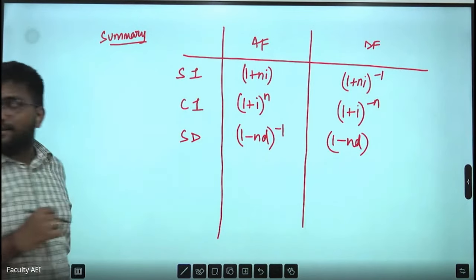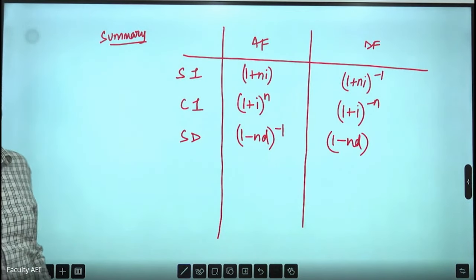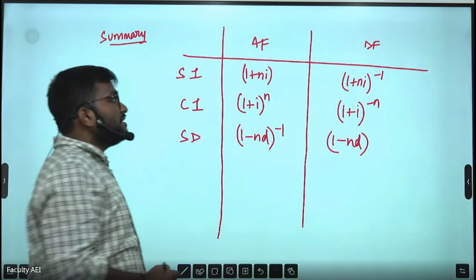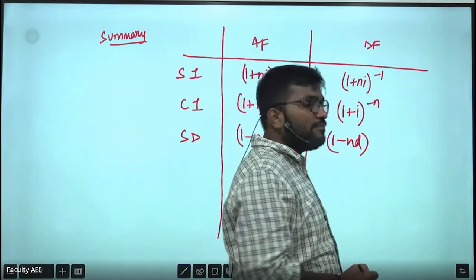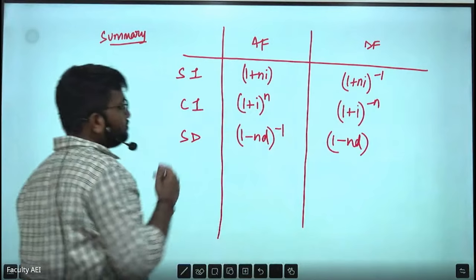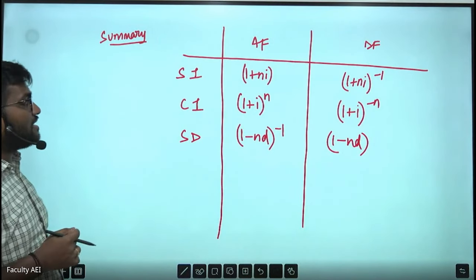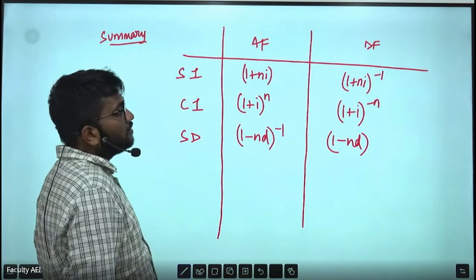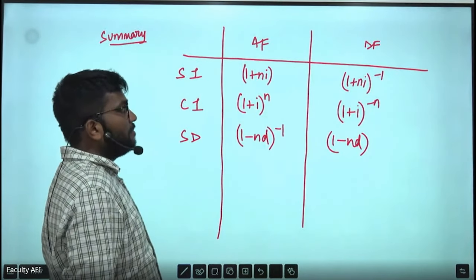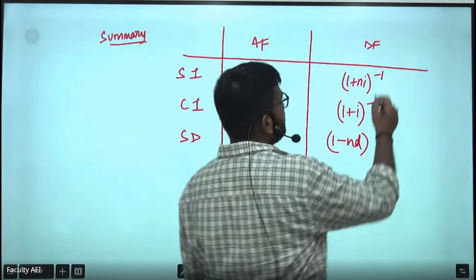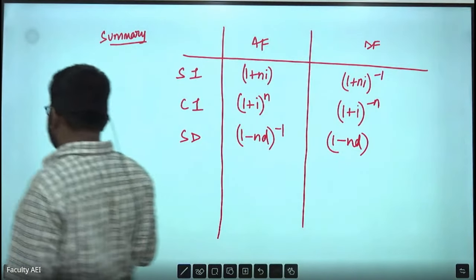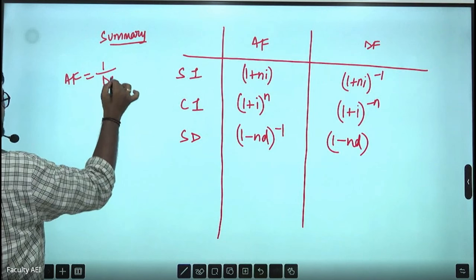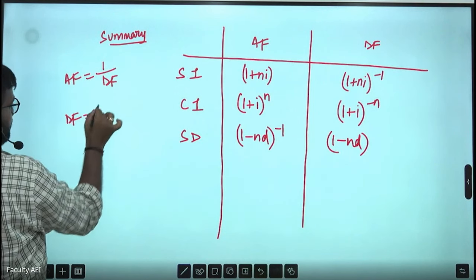So simple interest accumulation factor is 1 plus NI. Simple interest discounting factor is 1 plus NI to the power minus 1. Compound interest is 1 plus I to the power N. A discounting factor is what? 1 plus I to the power minus N. Because discounting factor is what? There is an inverse relationship, right? So AF is what? 1 by DF, and DF is what? 1 by AF.